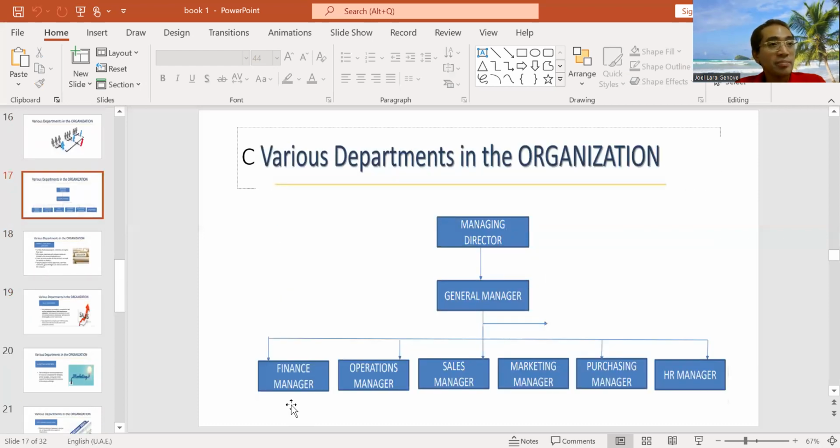Finance department, they would be in charge of the money of the company. Salary, allowances, petty cash, that could be in their department. HR department is important because they would be taking care of the staff, their visas, their insurance. That could be the coverage of the tasks of the HR department.